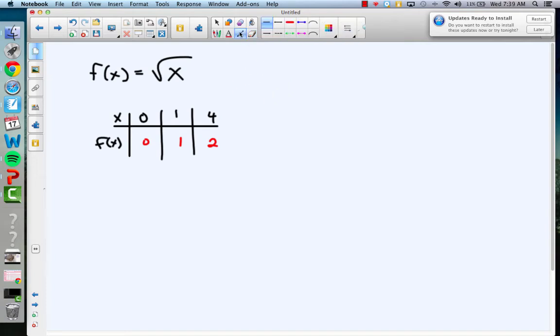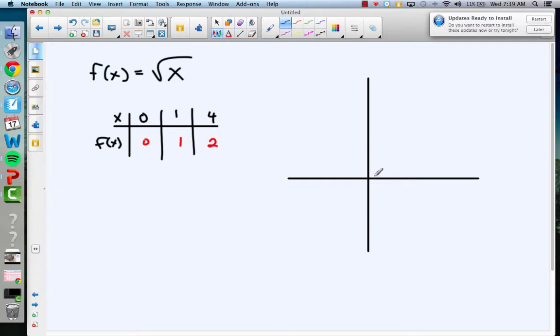So we're going to go ahead and plot these on our graph. If you would like graph paper for this section, there's graph paper at the front of the room. Feel free to use it. We're going to plot our first point 0, 0. Then we're going to plot our second point 1, 1. And then 4, 2. So 1, 2, 3, 4, 1, 2. Okay, so here's our graph, and then of course we would curve it up like this, and it keeps going.